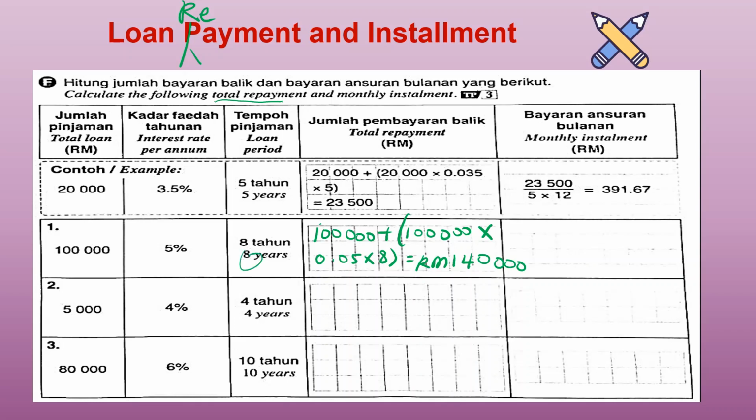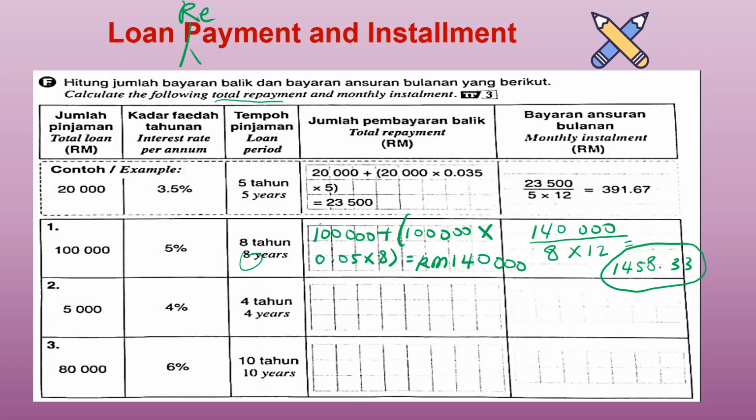So what about the monthly installment? How to calculate? You take the total repayment, 140,000, and divide by how many months in that 8 years. One year equals 12 months, so 8 years equals 96 months. So the answer is RM1,458.33. That means you must pay 1,458.33 monthly within this 8 years.